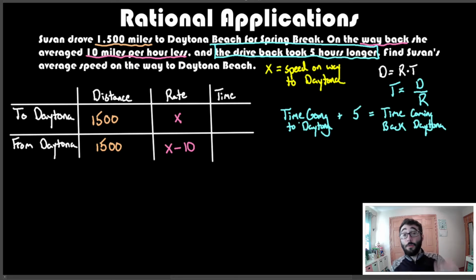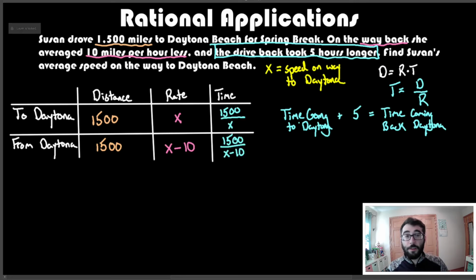So time going to Daytona plus those 5 hours is going to be equal to the time coming back from Daytona. Now, you can also think about it the other way and have time going to Daytona equal to time coming back, minus 5, or you can subtract the two times, coming and going, and set those equal to 5, okay? So there's a couple different ways we can tackle this.